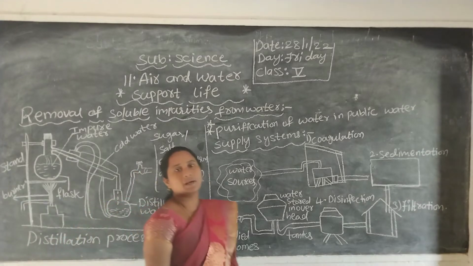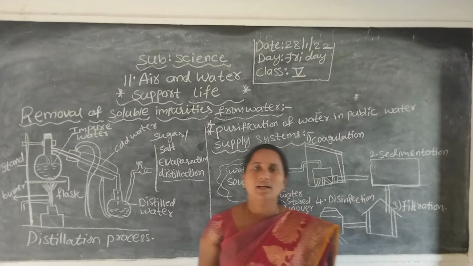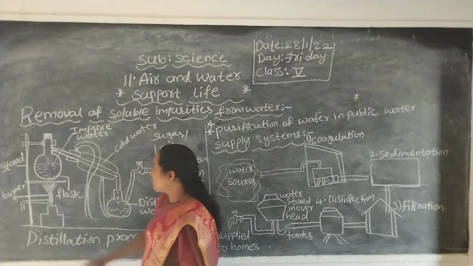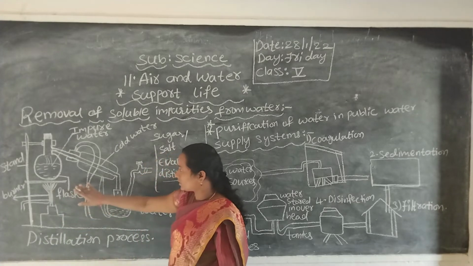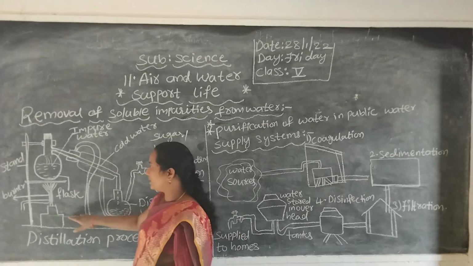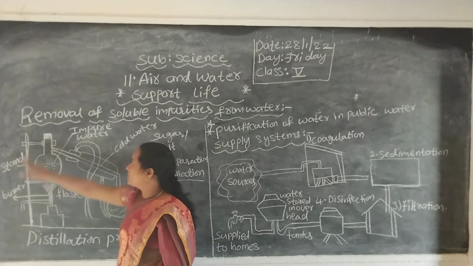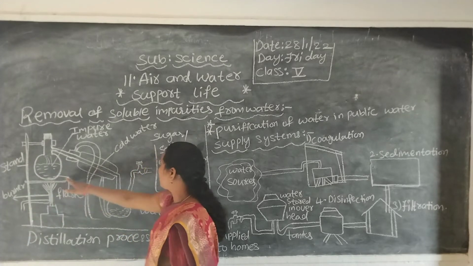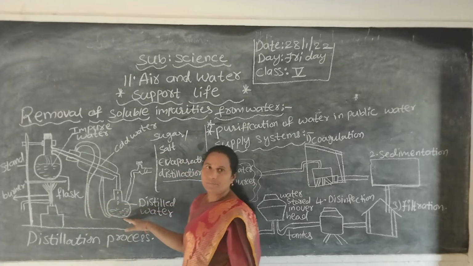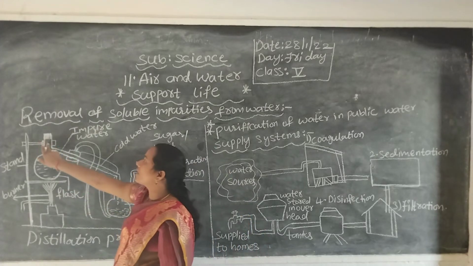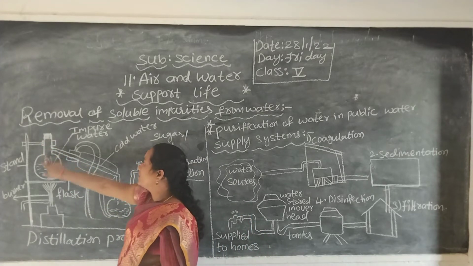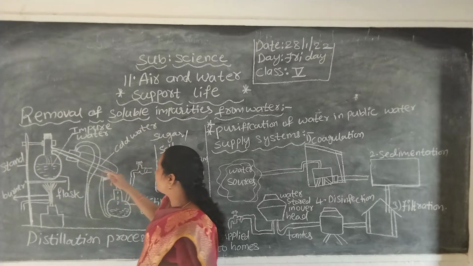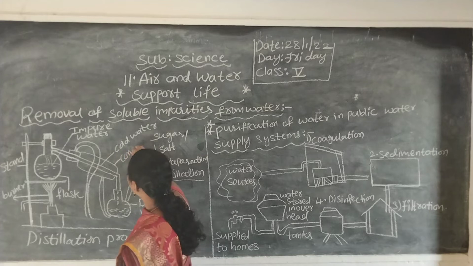In this process, how can we separate the impurities from the water? To do this activity we need a stand. This is the stand, this is the Bunsen burner, and this is the round bottom flask. Here a rubber cork with one hole is fixed and connected to the condenser. What is this? Condenser.